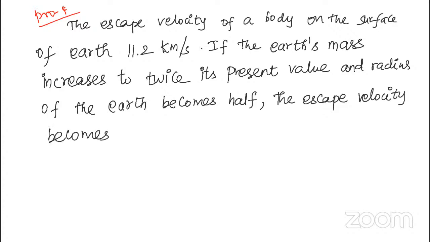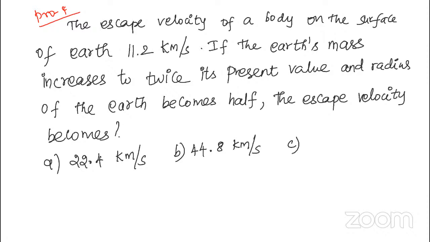How does it change? Okay, so here for option A it is 22.4 kilometer per second, for option B it is 44.8 kilometer per second, for option C it is 5.6 kilometer per second, and for option D it is 11.2 kilometer per second.